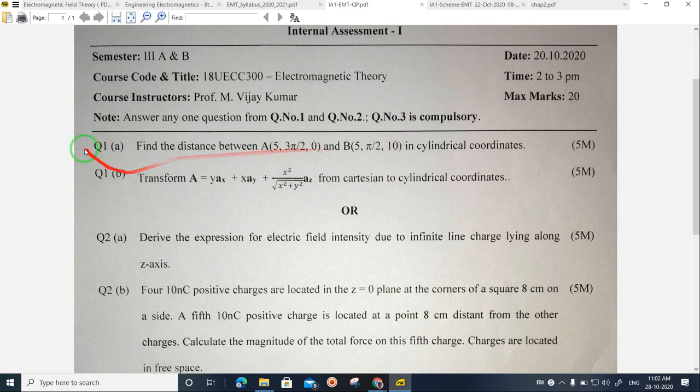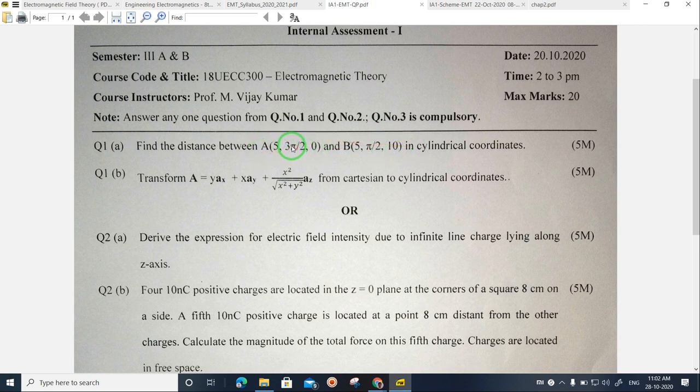Yes, question number 1A. Find the distance between A and B. This is given in which system? A and B points are given in the cylindrical system. Find the distance between A and B in cylindrical coordinates. Some people are getting confused. They will find out the distance, do all such things, and once again try to express it in cylindrical coordinates. Means A and B are in cylindrical. Find out the distance.